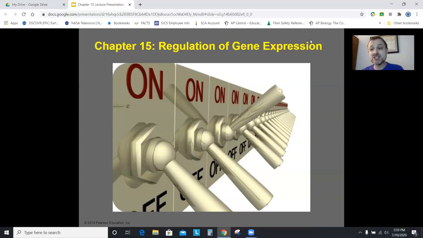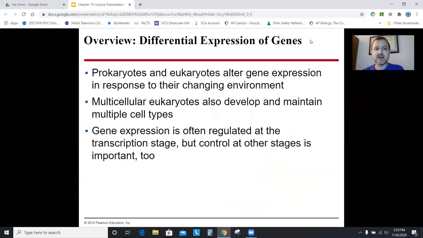Well, cells can turn genes on or off depending upon the environment and depending upon what kind of cell it is. So cells cannot be wasteful. All of your cells contain all of your genes, but genes can be turned off when they're not needed, okay?